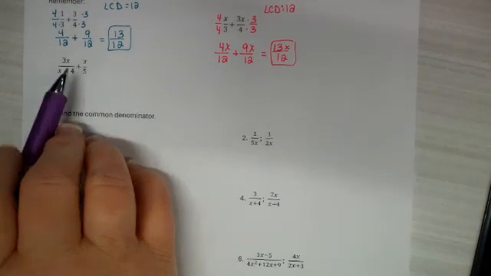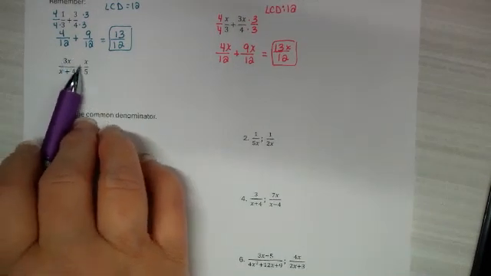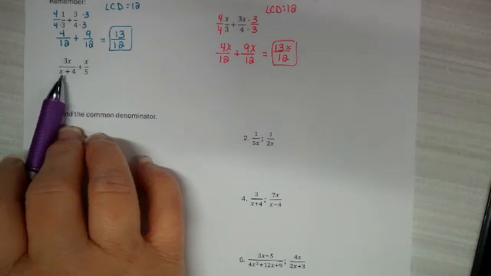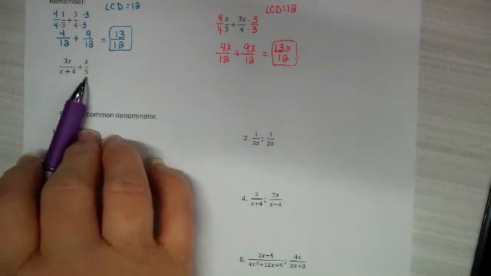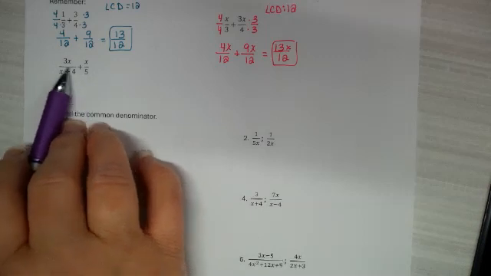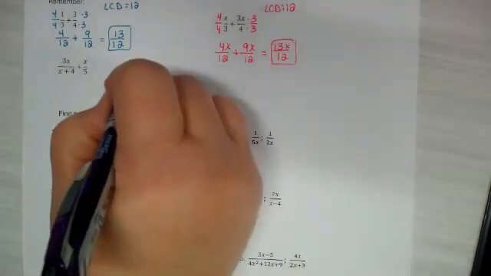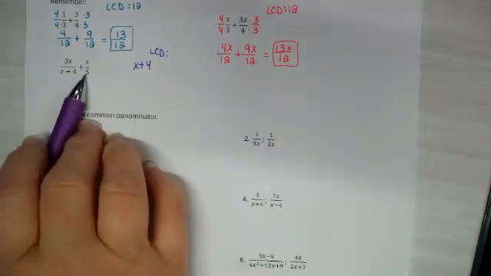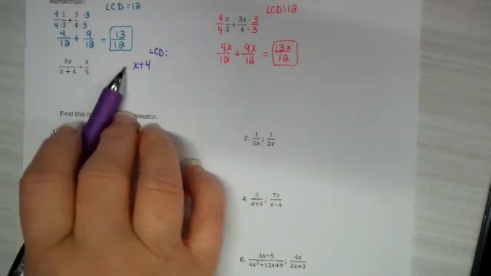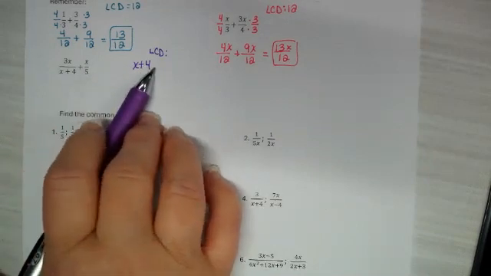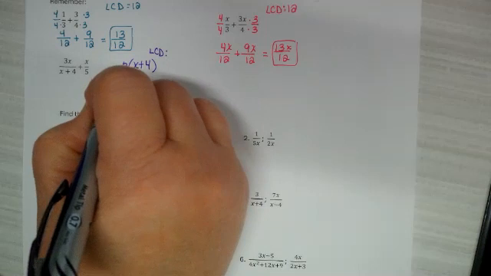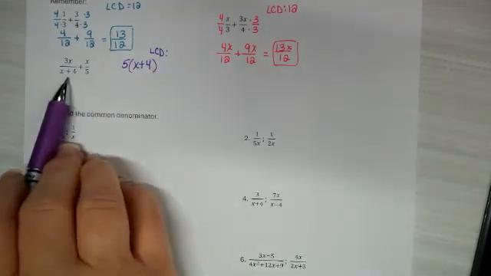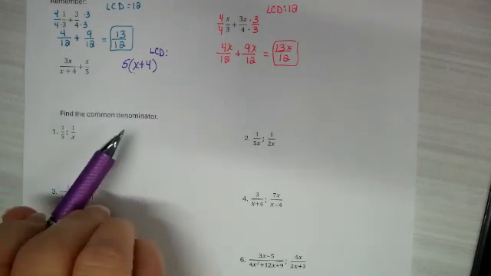Let's try another one. This one says 3x/(x plus 4) plus x/5. And I need a common denominator, something that both of these denominators will go into. So what I usually do is I just take the biggest denominator and I write it down. I'm going to say, okay, x plus 4 is part of my common denominator. Then I look at my second fraction and there's a 5. Do I have a 5 as part of my common denominator? I do not. So I need to multiply by 5. This is my common denominator. 5 goes into the denominator and x plus 4 goes into the denominator.